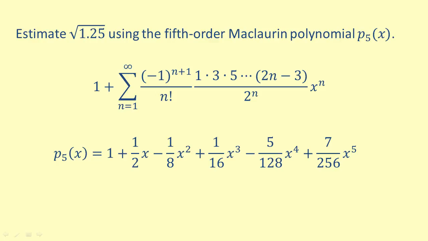This is 1 plus 1/2 times x minus 1/8 times x squared plus 1/16 times x cubed minus 5/128 times x to the fourth plus 7/256 times x to the fifth.